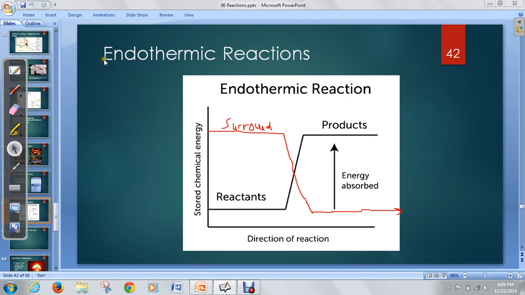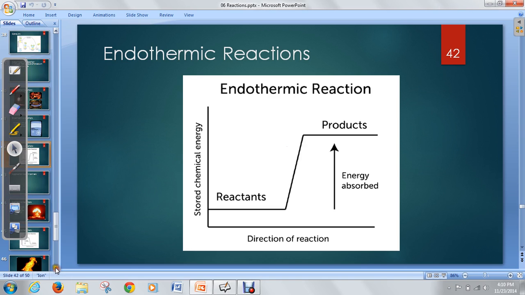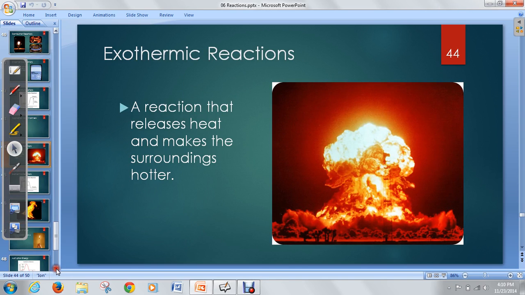And so again, why it's called endothermic is because if you look at the English roots of the words, endo means in, and thermic means heat. So inward heat, basically. It's storing heat, it's bringing that heat in, and again, that's going to make the surroundings much colder. Okay. All right. So the opposite of an endothermic reaction is what we call an exothermic reaction.